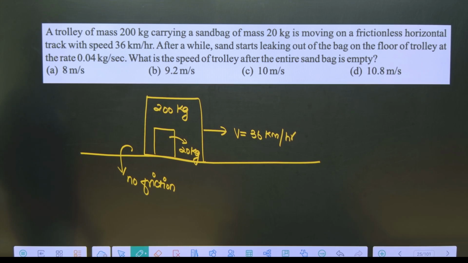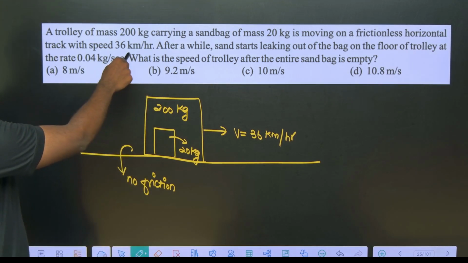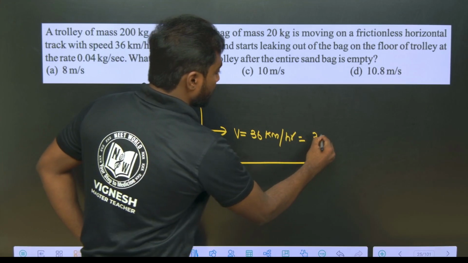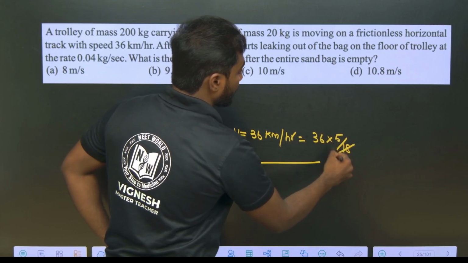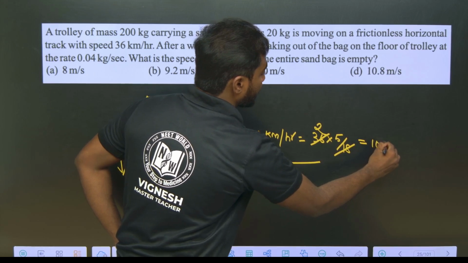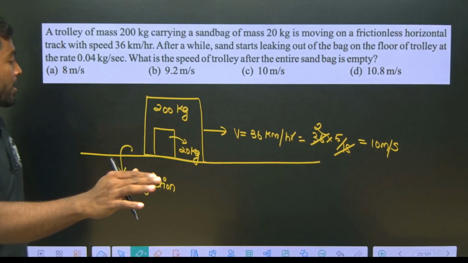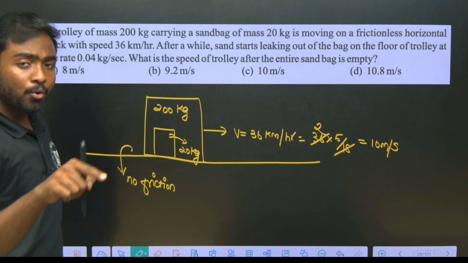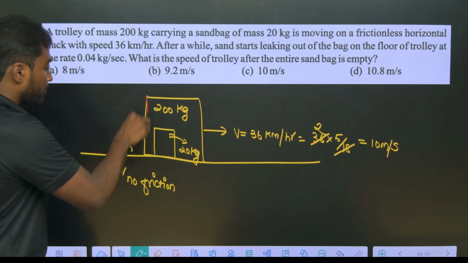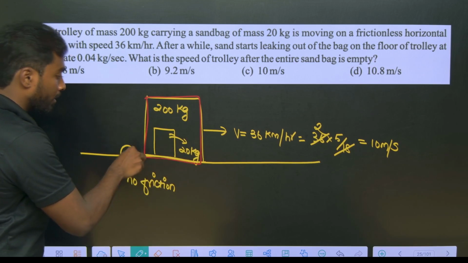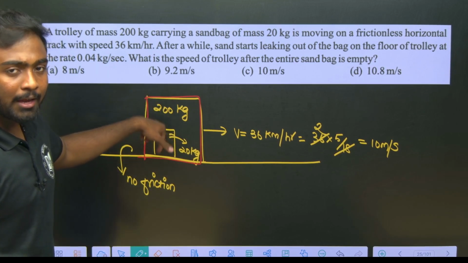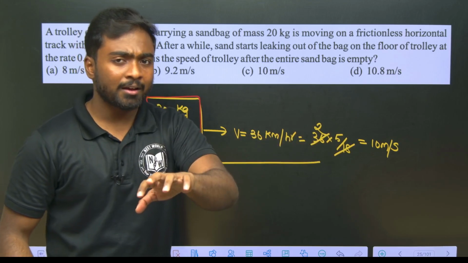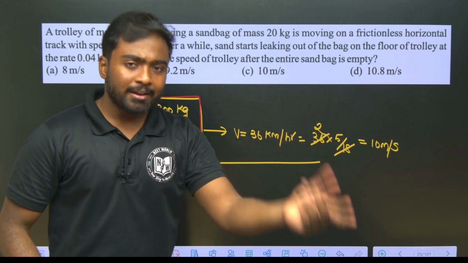So what I should do here, I should take it in meter per second first. How much is it? 36 into 5 by 18, which is nothing but 10 meter per second. Going with 10 meter per second. That's it. Now if the sand is leaking, where will it go? This is the trolley, inside a bag is there. If leakage happens inside the bag, what will happen? It will be inside the bag only.